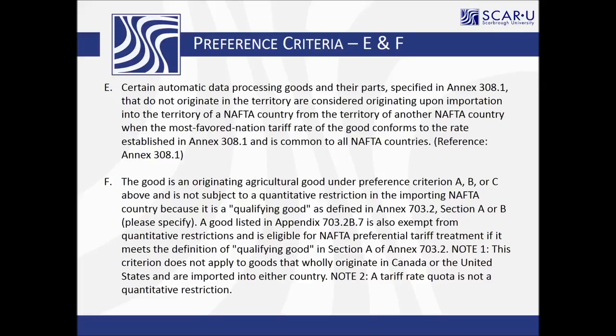So that's specifically what that is for, and it's for things that travel as part of certain automatic data processing goods in their parts specified in specific annex to NAFTA. Don't go read NAFTA, it's there. That don't originate, so let's say you have a computer attached to something, in some instances you can use that and claim that computer as part of it even though it's not originating. F is agricultural goods, A, B, or C, and it's not subject to quantitative restrictions, quota.